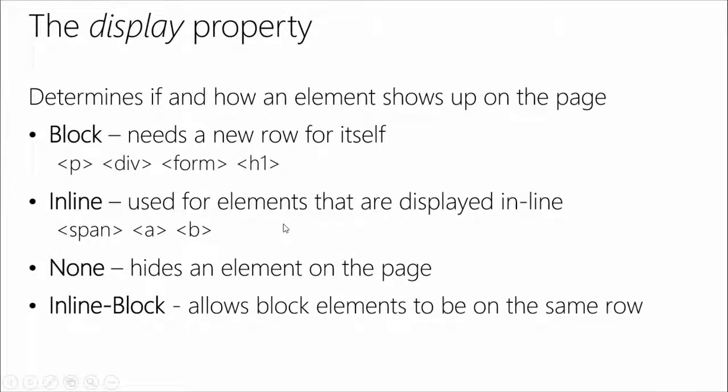First, we should talk about the display property. This really gets an element to actually display on a page. There are a lot of different HTML elements, and two main types. The first is block level elements, the typical elements you're thinking of: paragraphs, divs, forms, headings, anything that takes up an entire row for itself on the page.